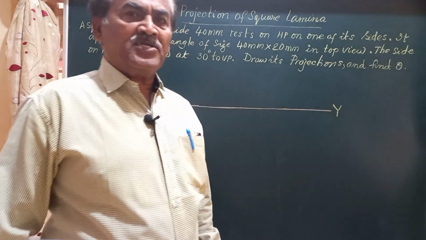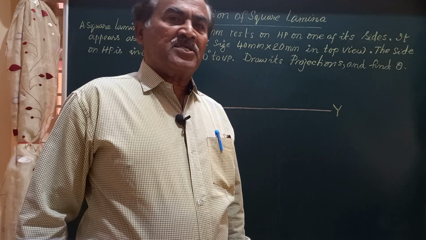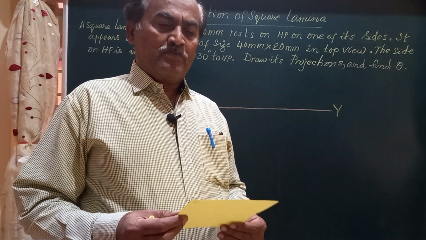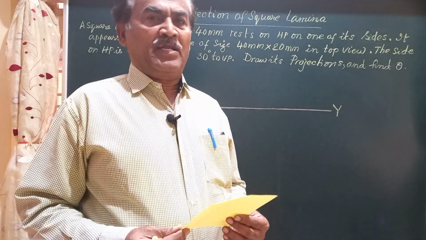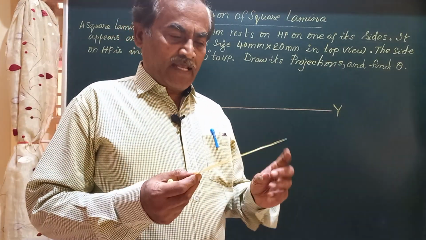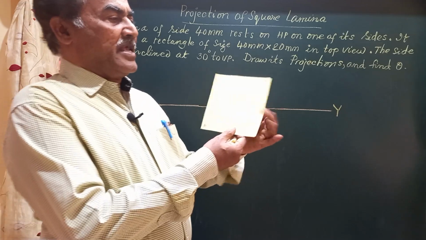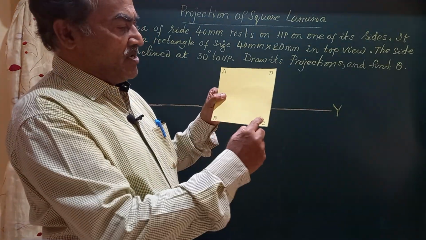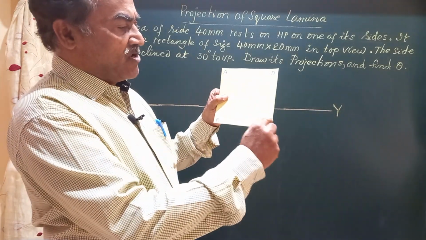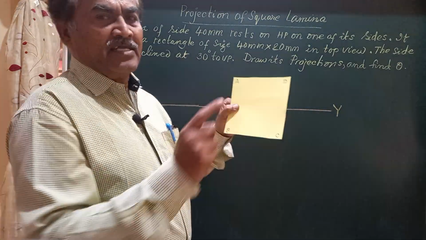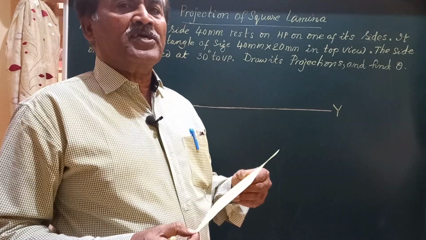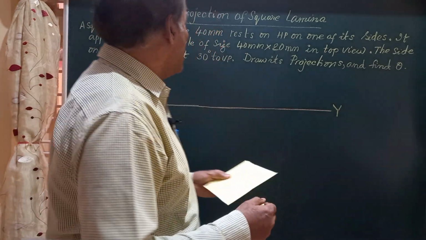Very good morning, friends. In today's session, we are going to learn about the projection of a square lamina. Friends, as the name indicates, a square lamina will have all the sides of equal measurement, and the angle at every corner will be 90 degrees, a right angle. Let us see how the question runs for today's session.